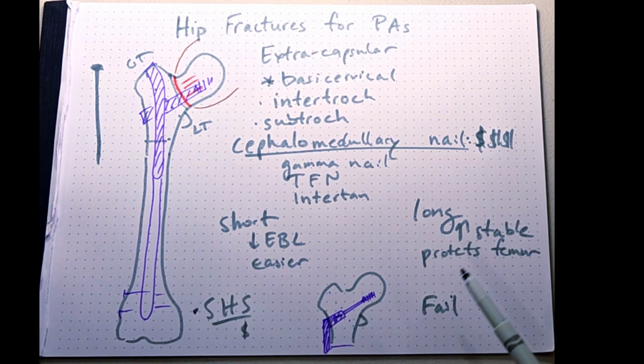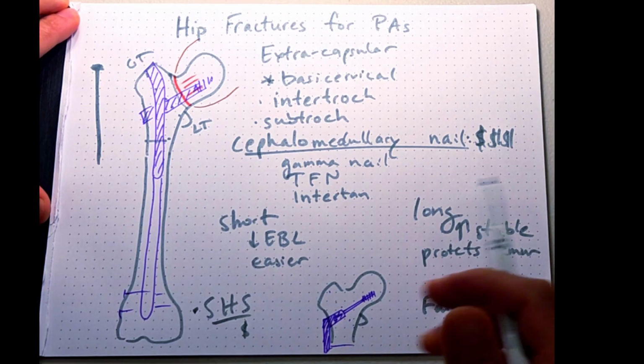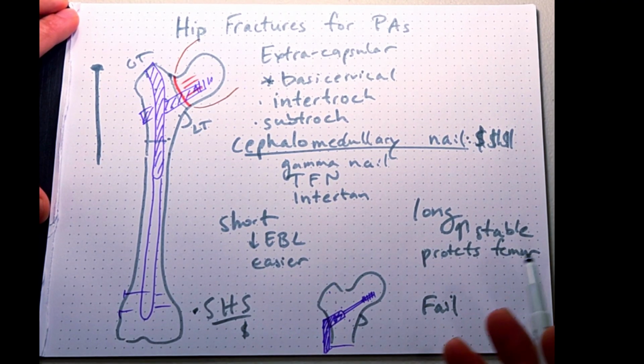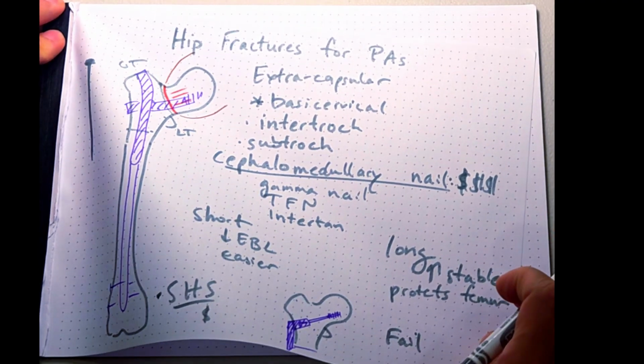Now, in general, any type of intertroch, subtroch, basicervical, we're going to use a cephalomedullary nail. To put this in perspective, I finished residency in 2018, and I've never seen a sliding hip screw placed for this type of fracture. So let's move on to the next part. As a bonus at the end of this talk, I'm going to talk in detail about what makes an intertroch stable versus not stable, but that's probably beyond the scope of what you need to know right now.